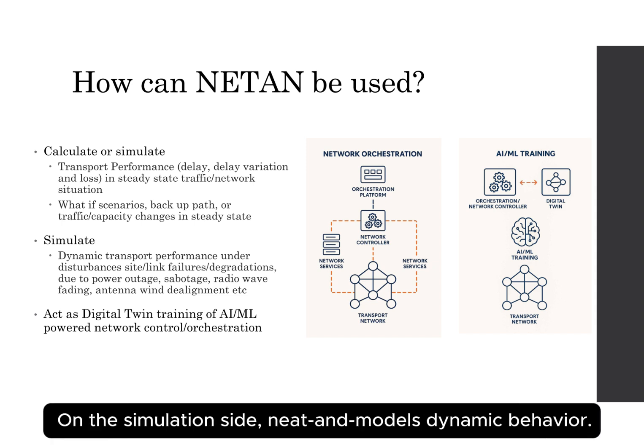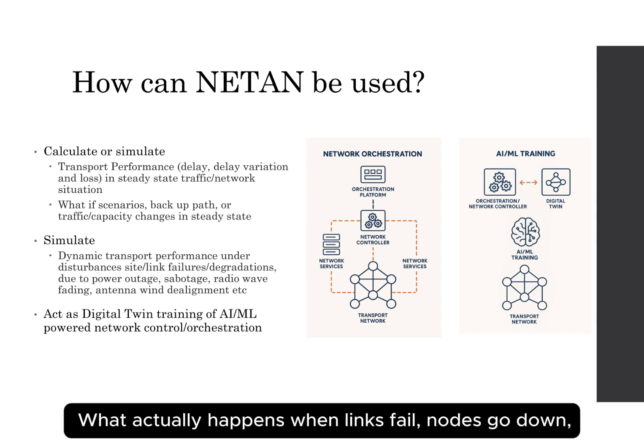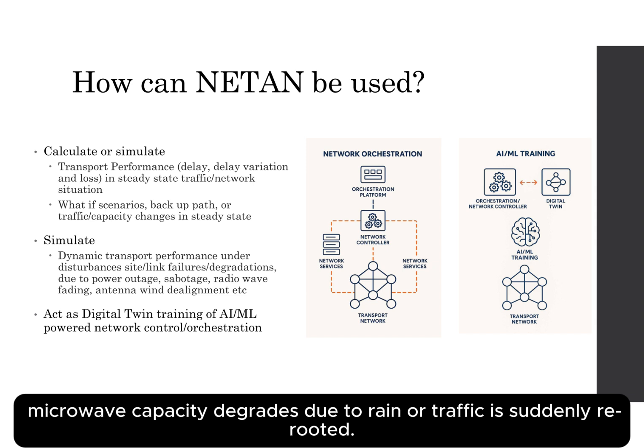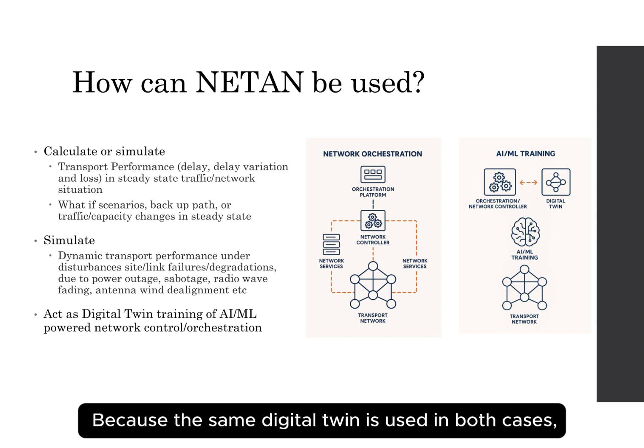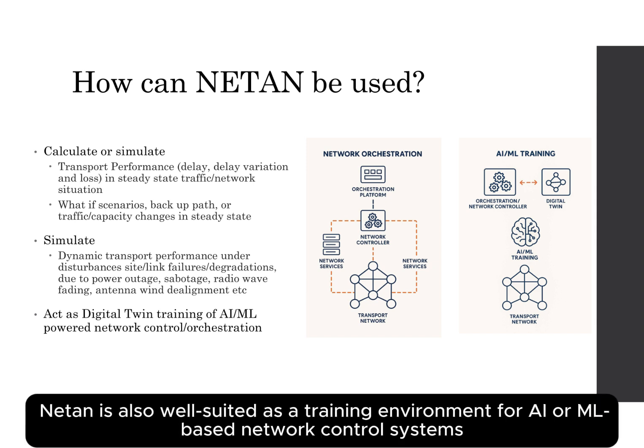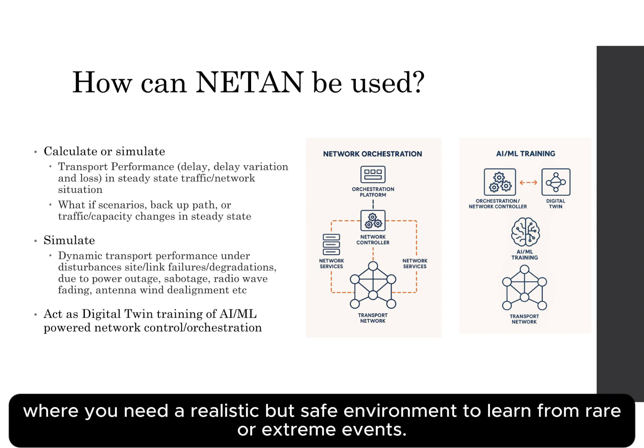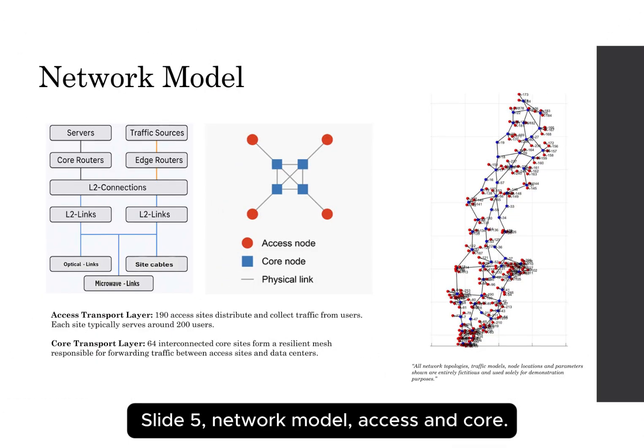On the simulation side, NETAN models dynamic behavior. What actually happens when links fail, nodes go down, microwave capacity degrades due to rain, or traffic is suddenly rerouted. Because the same digital twin is used in both cases, NETAN is also well suited as a training environment for AI or ML-based network control systems, where you need a realistic but safe environment to learn from rare or extreme events.